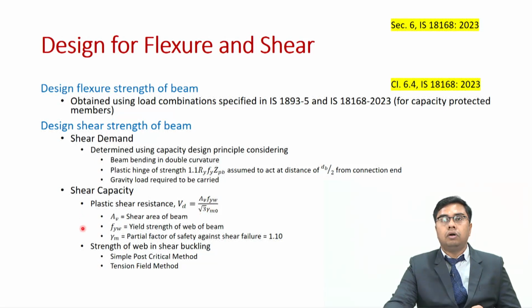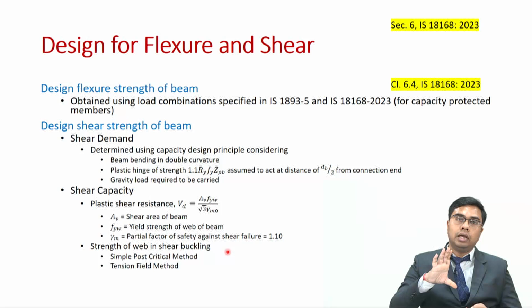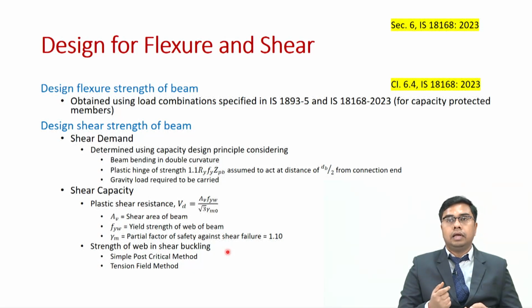And then we will also check the strength of the web in shear buckling. Webs are prone to shear buckling. When are they prone to shear buckling? When the depth of the web is excessively high compared to its thickness. We will come to that. When do we need to check the web in shear buckling? Here we have two different methods: simple post critical method and tension field method. Any of the methods can be used depending on your preference and convenience. However, the basis of both the methods are very different.